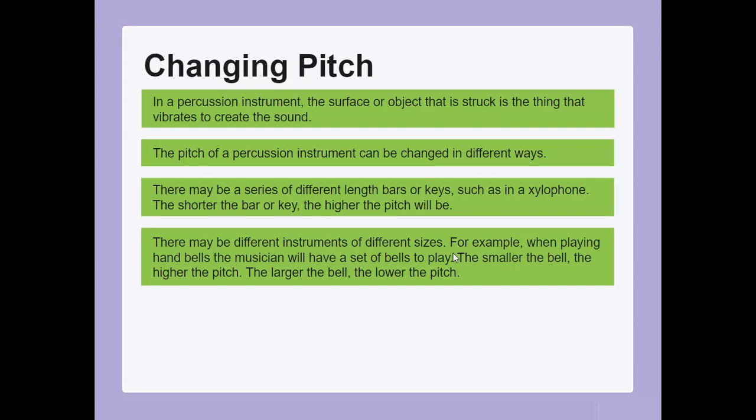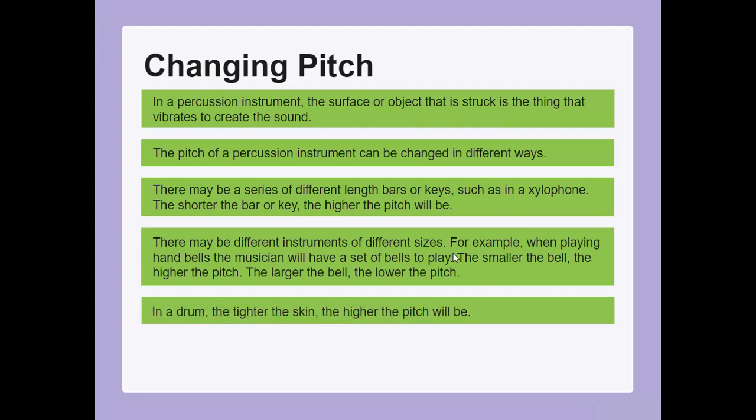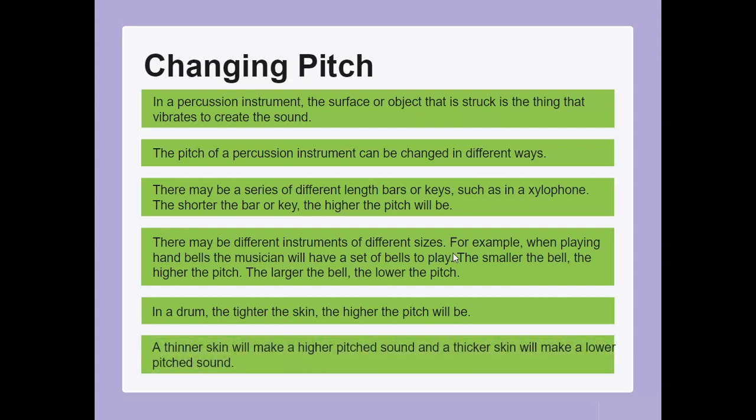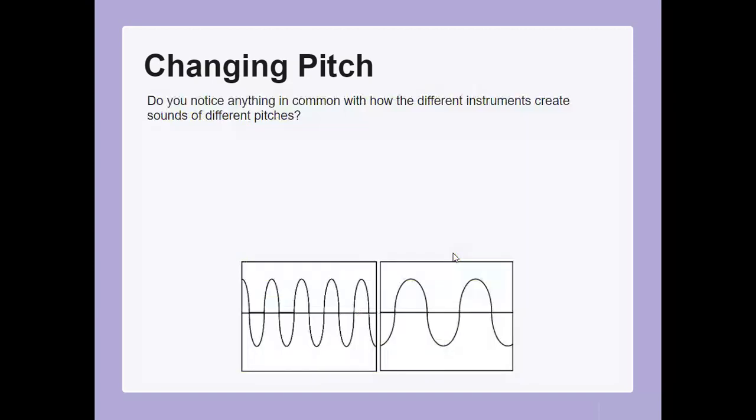For example, when playing handbells, the musician will have a set of bells to play. The smaller the bell, the higher the pitch. The larger the bell, the lower the pitch. In a drum, the tighter the skin, the higher the pitch will be. A thinner skin will make a higher pitched sound, and a thicker skin will make a lower pitched sound.